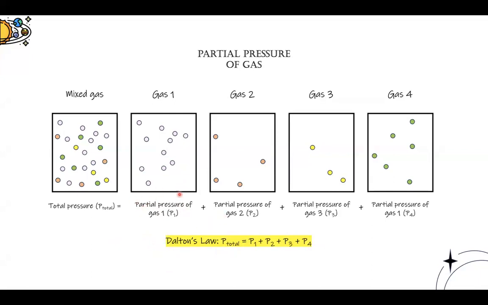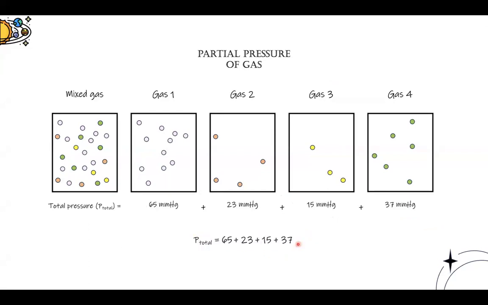So gas 1's partial pressure would be P1, gas 2's partial pressure would be P2, gas 3's partial pressure would be P3, and gas 4's partial pressure would be P4. Now this can go on. You can have 100 different gases in one gas mixture, and you have to add all of them to get the total partial pressure. Now, let's actually calculate it.